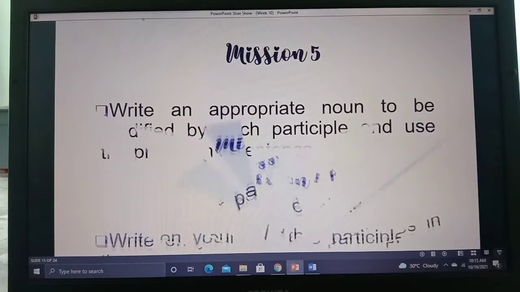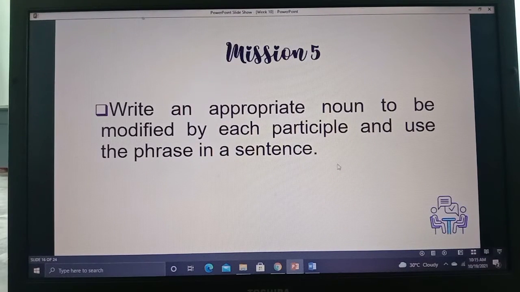And then sa mission 5 naman, is you're going to write an appropriate noun to be modified nung bawat participle and use the phrase in a sentence. So, may example naman doon sa page 7, itong number 5. And then, sa 1 to 7 to 8, page 7 to 8, ang gagawin nyo is you're just going to use the words or the phrases in a sentence.